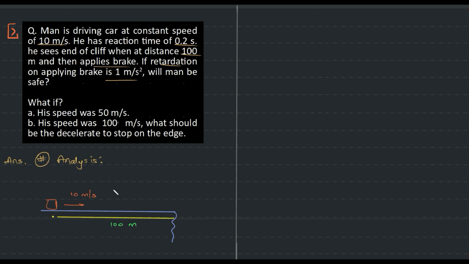Okay, so then where is it? The brake puts a deceleration of 1 meter per second squared if I take right as the positive direction. So since it is deceleration, it should stop the vehicle over here. It is negative, so 1 meter per second squared. He does it after 0.2 seconds. So he sees at this moment, and after 0.2 seconds he is able to apply the brake. So will he be safe is the question.